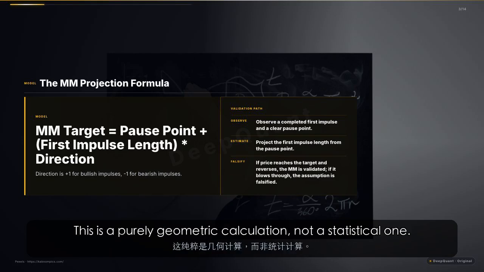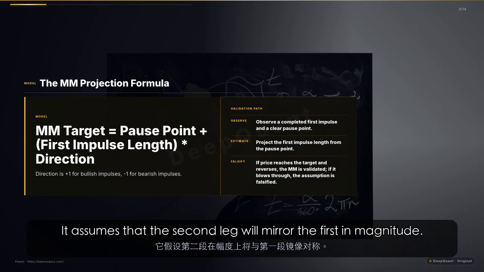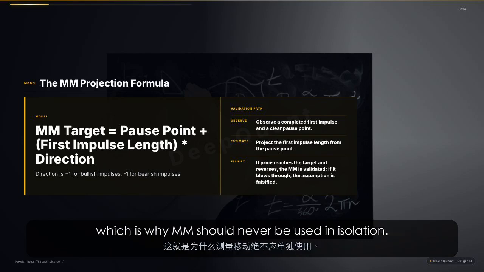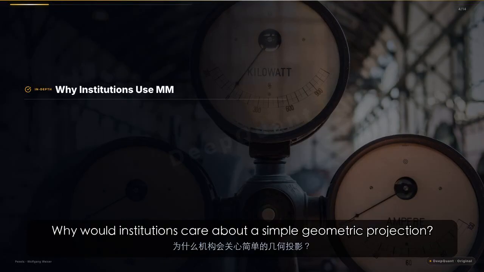This is a purely geometric calculation, not a statistical one. It assumes that the second leg will mirror the first in magnitude. In practice, you might see targets hit exactly, overshoot, or fall short, which is why the measured move should never be used in isolation. Why would institutions care about a simple geometric projection?